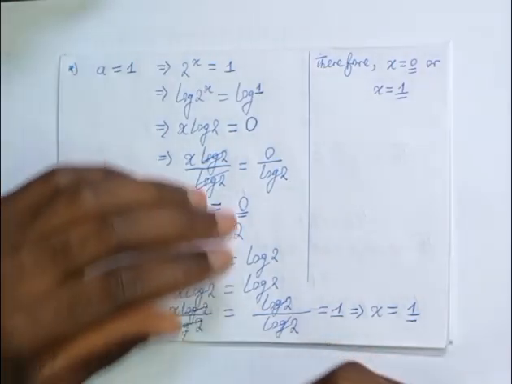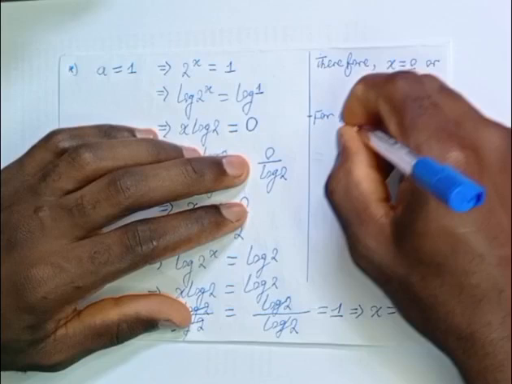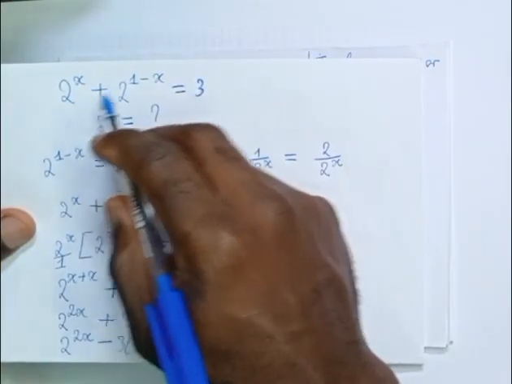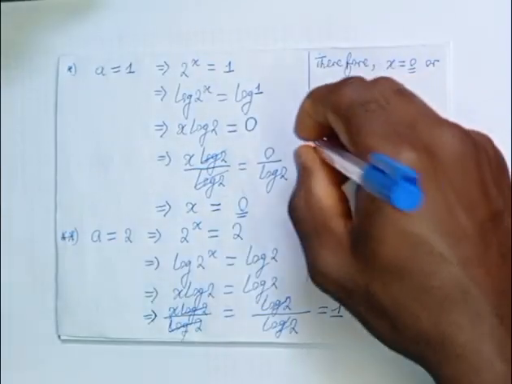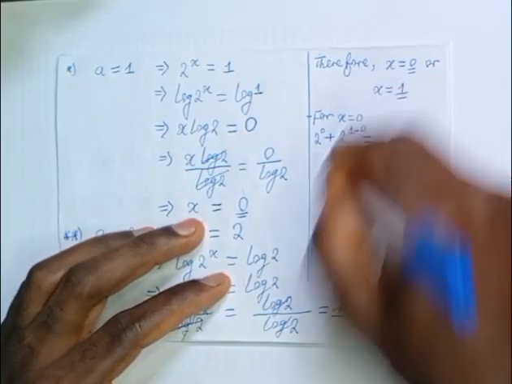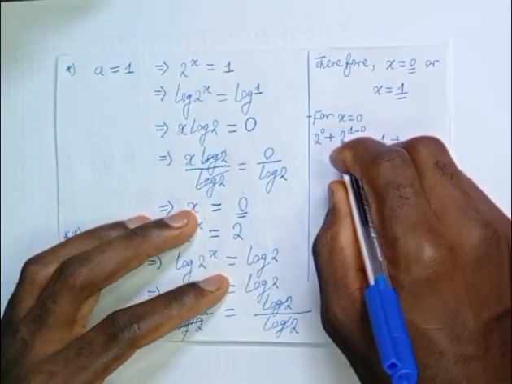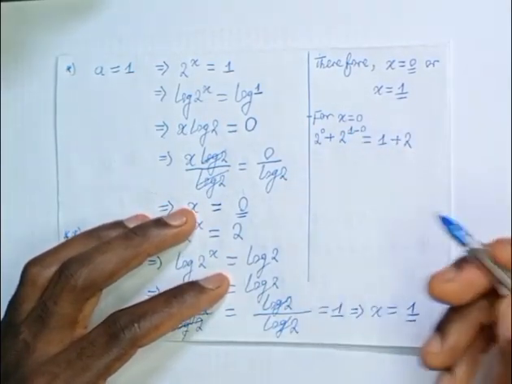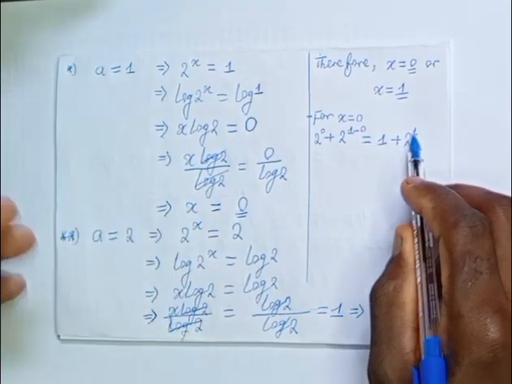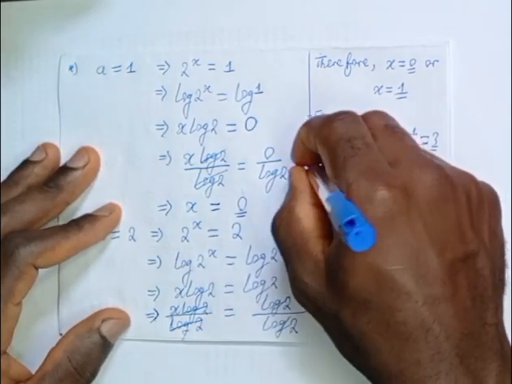If we take the first one for x equal to 0, this will give us 2 raised to the power 0. We have to verify the left hand side will be equal to the right, which is 3. 2 raised to the power 0 plus 2 raised to the power 1 minus 0. This will simply be equal to 2 raised to the power 0 gives us 1 plus 2 raised to the power 1 minus 0 remains 1, 2 raised to the power 1. 2 raised to the power 1 is simply 2. 2 plus 1 gives us 3, which is true. For x equal to 0, we verify the next.